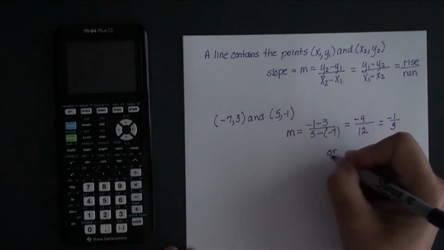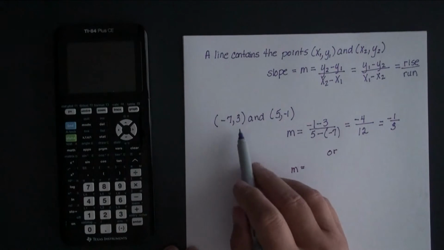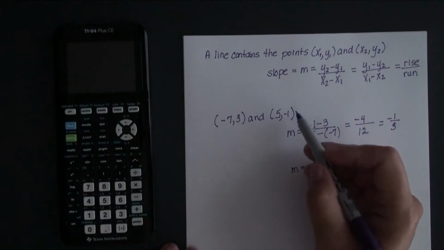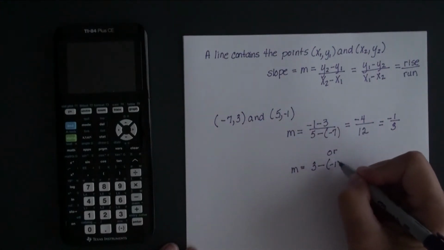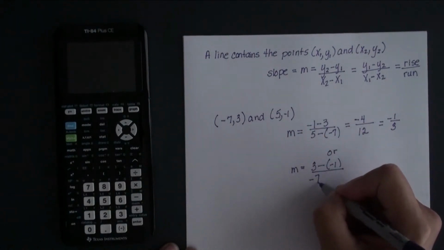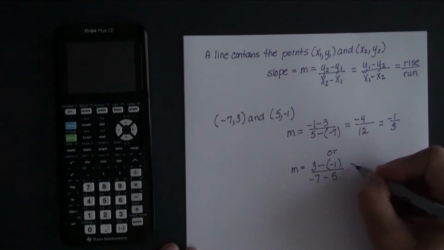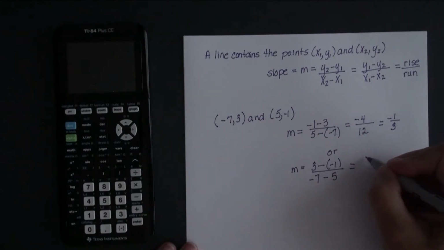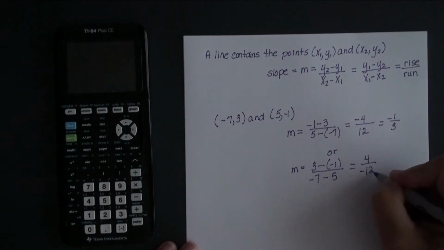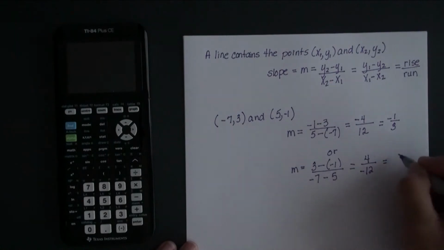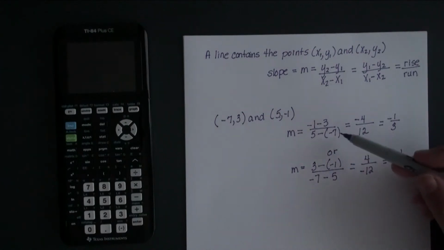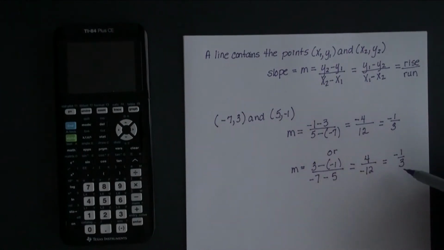Now, let's suppose that you found your slope by starting with the y in the first point. We would have 3 minus the y value in the second point, divided by negative 7 minus 5. Well, 3 minus negative 1 is 3 plus 1, which is 4, and negative 7 minus 5 is negative 12, and a positive divided by a negative is a negative. So it doesn't matter what order you subtract, you will still get the same slope.